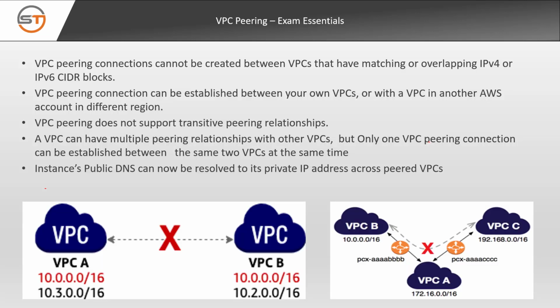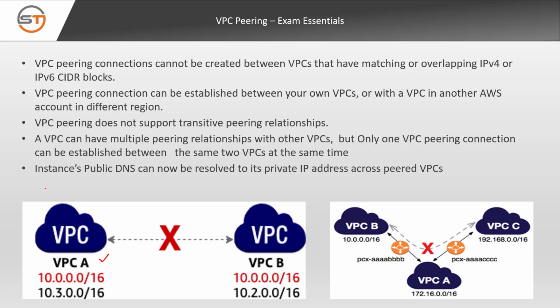So let's go over some important points to remember for VPC peering connections. VPC peering connections cannot be created between VPCs that have matching or overlapping IPv4 addresses. It can be IPv4 or IPv6, right? So the CIDR blocks should not overlap.